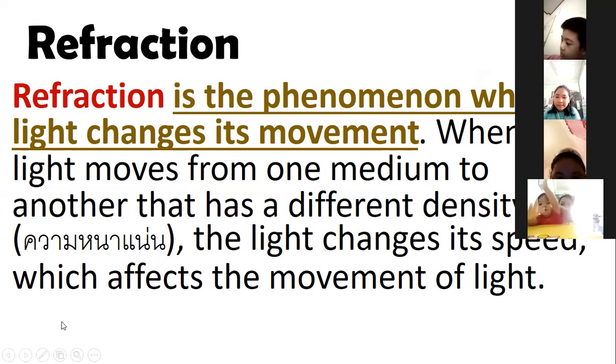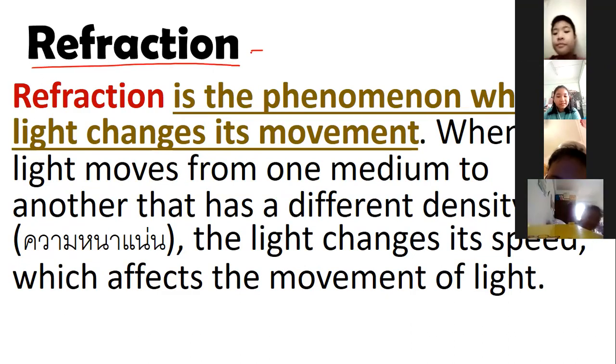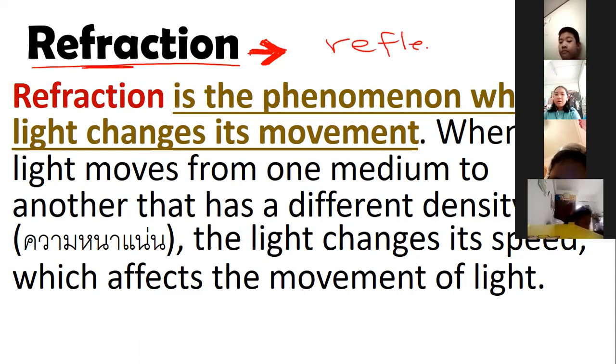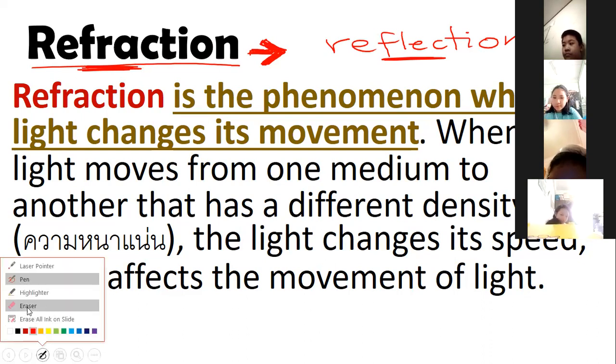Okay, here, refraction. Who can tell me what is refraction? Have you done your research, your vocabulary? Yes. Okay, what is refraction? สะท้อน? How about reflection? Reflection and refraction are not the same. Reflection here is สะท้อน. This one is refraction. That is different.